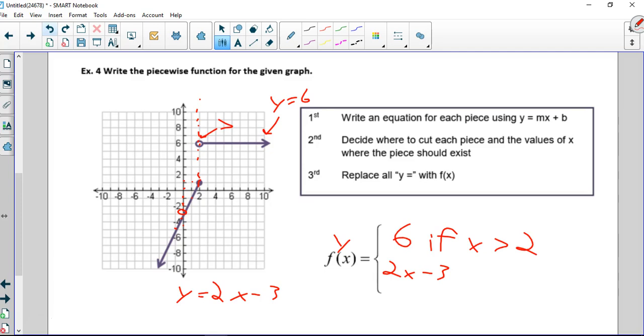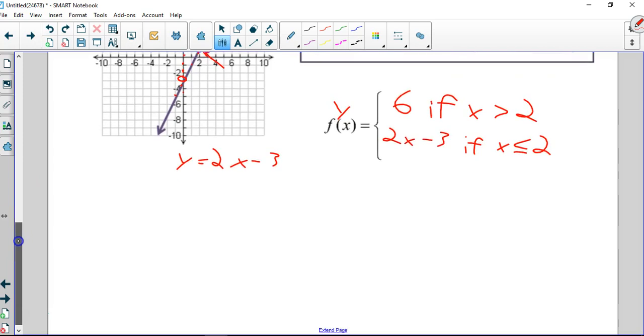I just use slope-intercept form. But only when x is less than or equal to 2. Notice the solid dot right there. So I want to include x is 2. And that's it.